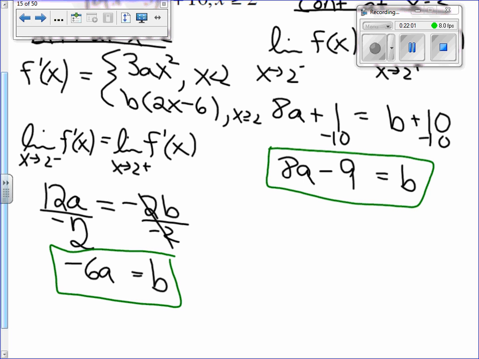So the fact it was continuous gave us the equation b equals 8a minus 9. Now we know that b equals negative 6a. Can we solve? What are we going to do? Set them equal to each other, right? We're going to substitute in for b what it equals in the other equation. So I have 8a minus 9 has to equal negative 6a.